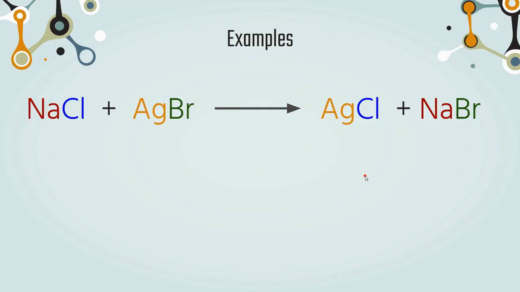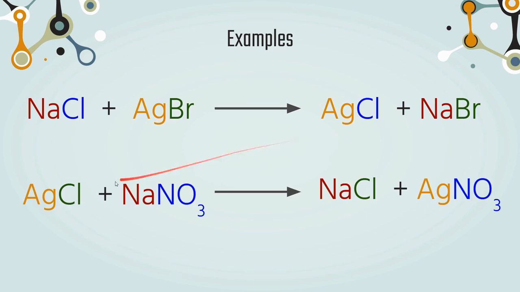A couple examples. We can see salt, NaCl, plus AgBr. Notice Ag partners up with Cl, and Na partners up with Br when we get to the product side. So they've switched partners. And AgCl plus NaNO3. Notice that NO3 is acting like it's one piece. It's a polyatomic ion. The Ag is switching with the Na. We now have NaCl on the right and AgNO3 on the right as well. And these are our double replacement reactions.